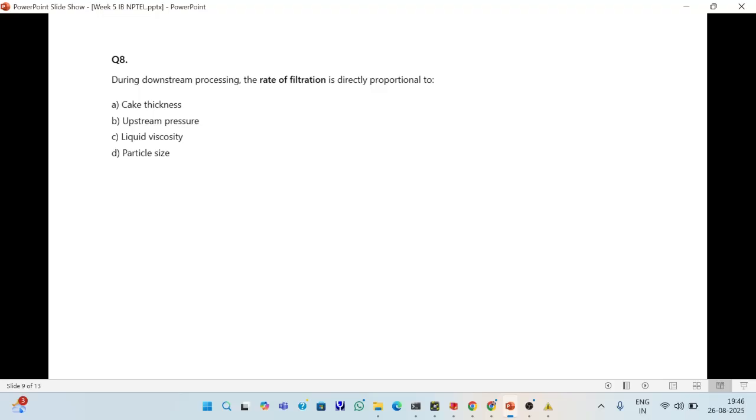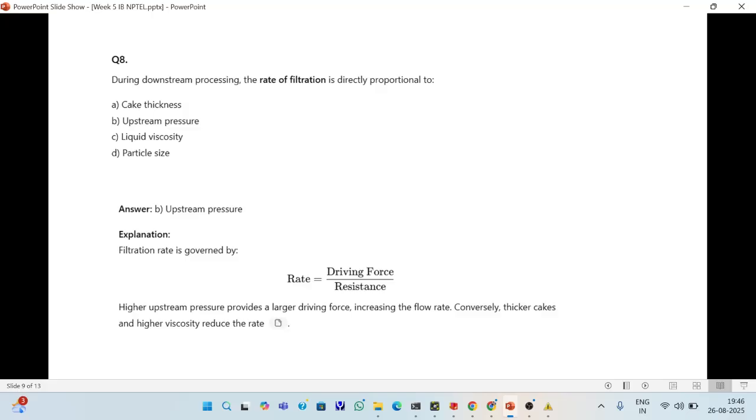Okay, let's see what is the answer to this question. It is B, upstream pressure. So during downstream processing, the rate of filtration is directly proportional to the upstream pressure. So here you can see filtration rate is governed by rate is equal to driving force by resistance. So rate of filtration is directly proportional to the driving force, which is the upstream pressure, whereas inversely proportional to resistance. So higher upstream pressure provides a large driving force, increasing the flow rate.